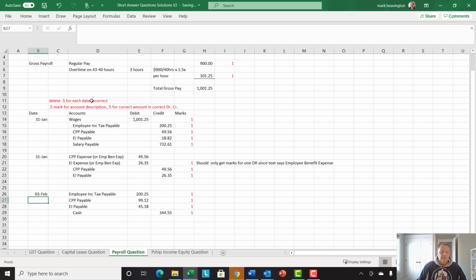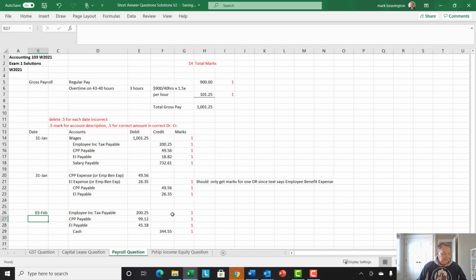And so then in this case, all you had to do was to clear out the accounts. So here's your employee income tax, you got rid of that. The CPP, here's a couple here, they add up to 99, get rid of that. Get rid of the EI, which was the 1882 and the 2635. Add that all up and you get 344.55. And yeah, so that one was not too badly done, but that's the way you had to look at that.